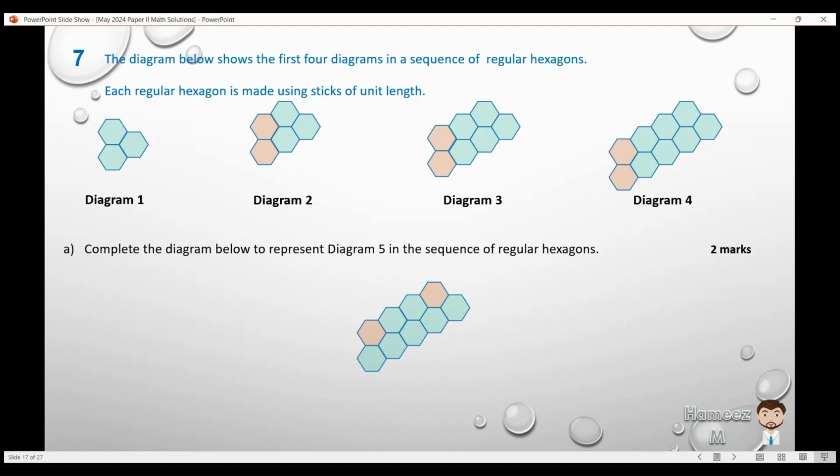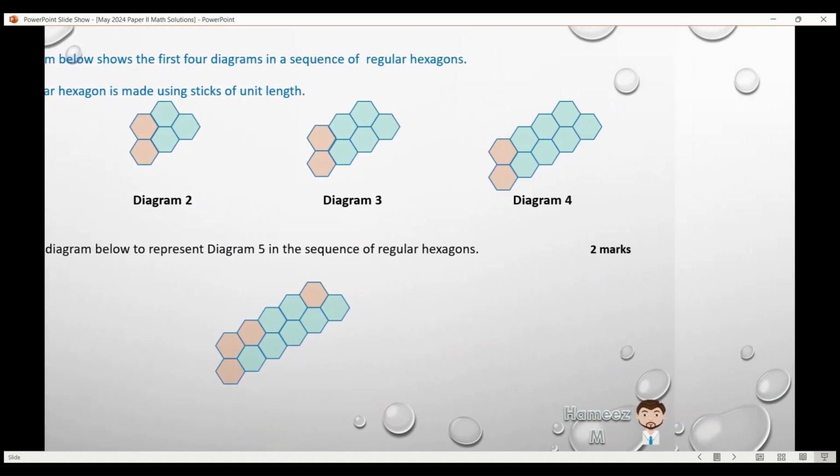And how do you go to diagram 5? We need to add 2 more hexagons. And that will give us our complete diagram. So if we look at the patterns and look at slopes coming down, in diagram 1 we had 1 and 2. In diagram 2 we had 2 and 3. If we look at a diagonal slope, in diagram 3 we had 3 and 4. Diagram 4, 4 and 5. And as such in diagram 5, 5 and 6.